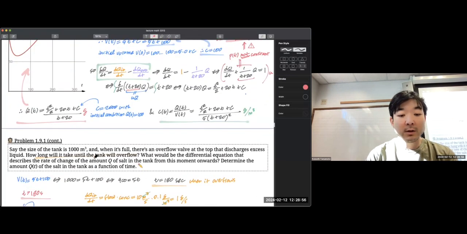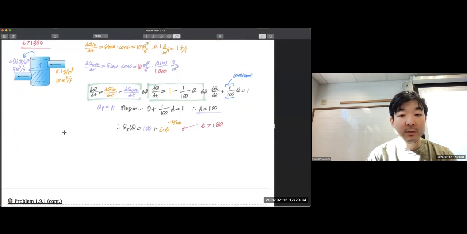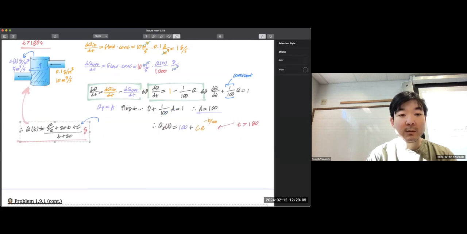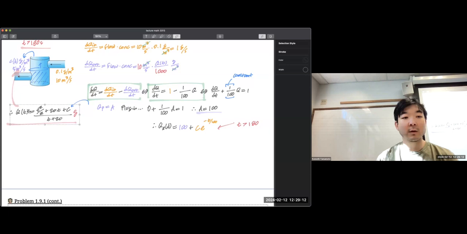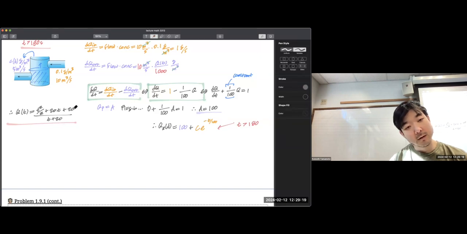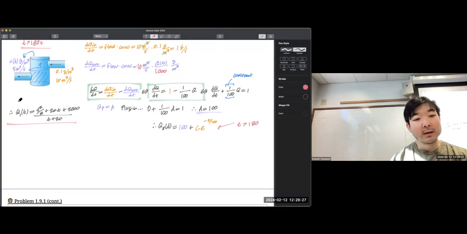Let's look at the solution we had before. This was the solution we had for before it overflowed. So let me just move this over. This is from the previous page, which was before it overflowed. Let me just delete all this. We said that C was 2000, so I'll just write that in. So this was Q1, and I'll label that this one right here is for when t is 0 to 180.